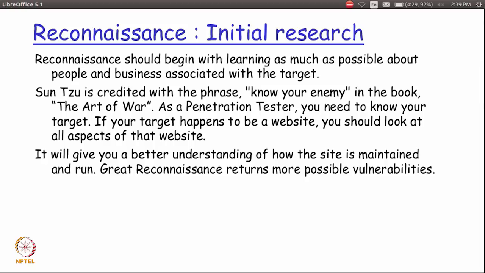Initial research is what reconnaissance is all about. So, one should try to learn as much as possible about the target. All the objectives that we saw in the previous slide, we will try to do initial research on, then get more details about it and extensively document it, right. As the famous author Sun Tzu says in the book The Art of War, know your enemy. Penetration testing is nothing but a war strategy that is going to be deployed, and so knowing the enemy, as mentioned in the book, is as equally applicable here as it is for fighting a big battle.